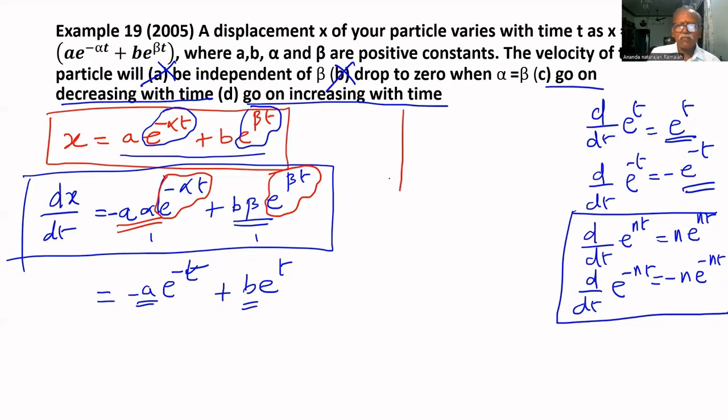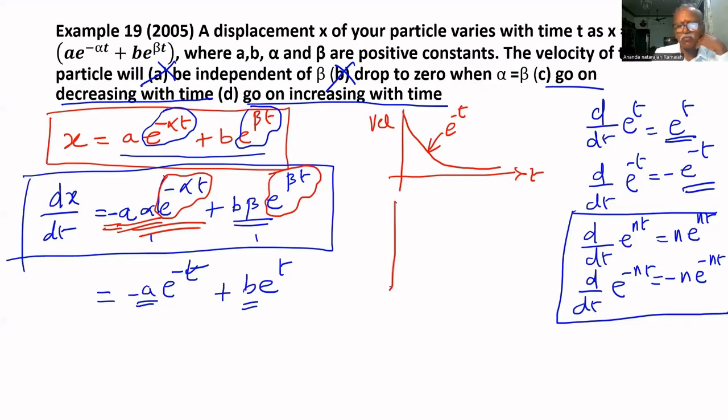What is the graph for e power minus t? This is the graph for e power minus t. Mathematically, they will say it is exponentially decreasing. This is time, this is magnitude, velocity. For e power minus t, the graph will be like this. But before that there is a minus sign. Therefore, if you put a minus sign before this, your graph will be like this.